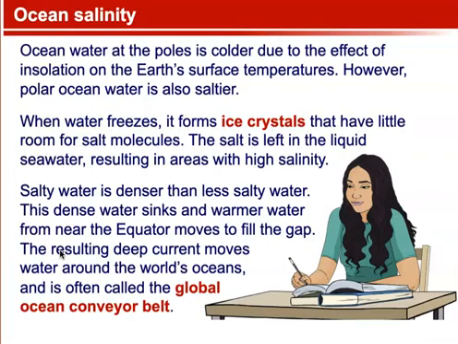Salty water is denser than less salty water. This dense water sinks, and warmer water from near the equator moves in to fill that empty space. The resulting deep current moves around our planet in the world's oceans. Oftentimes we call this the global ocean conveyor belt.